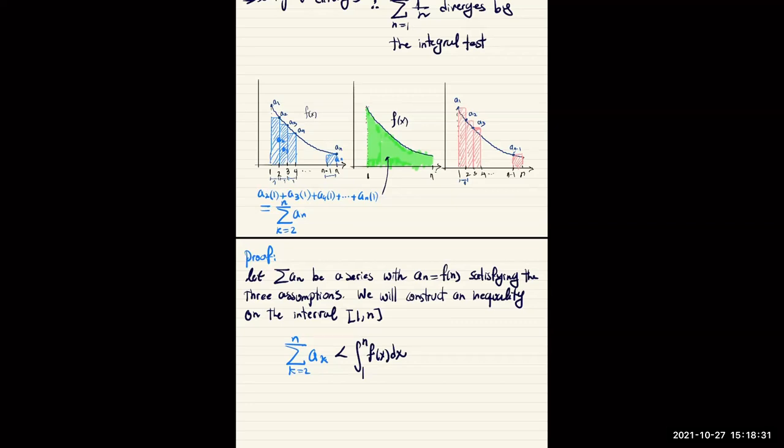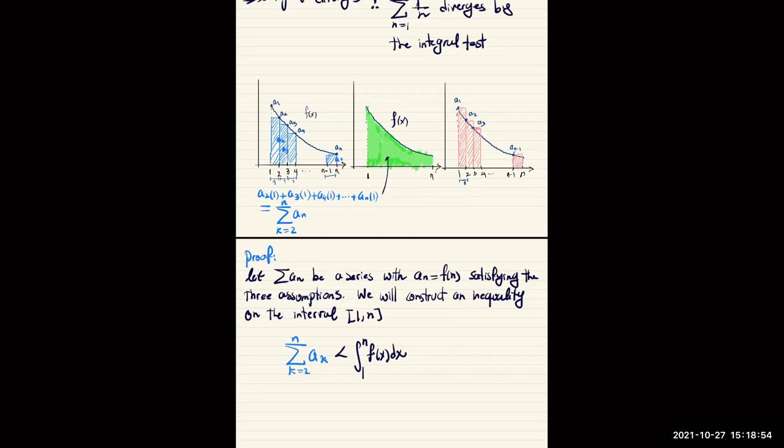Okay, yeah. So we are trying to show why the integral test is true, meaning that both the series and the integral converge or diverge. We're kind of comparing a series to an integral.